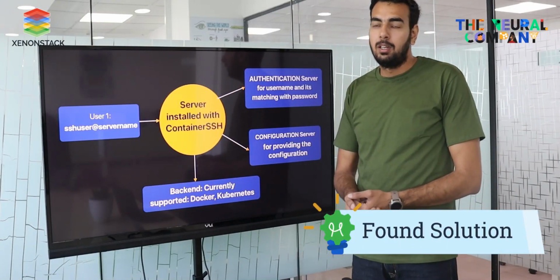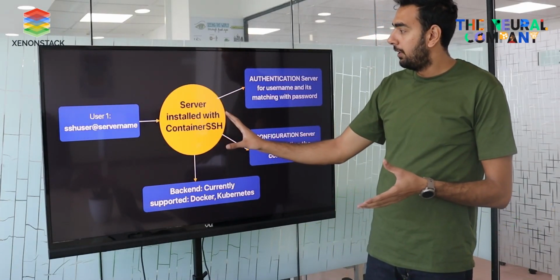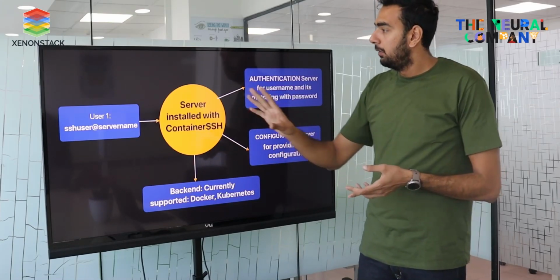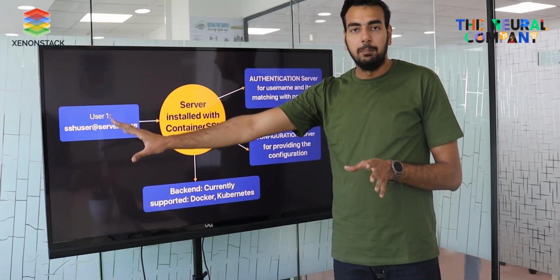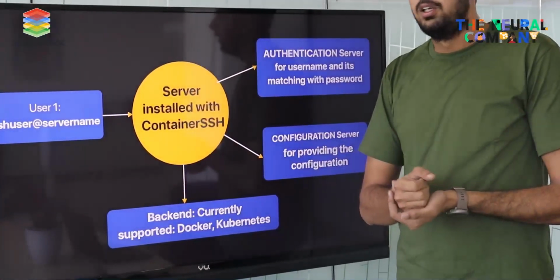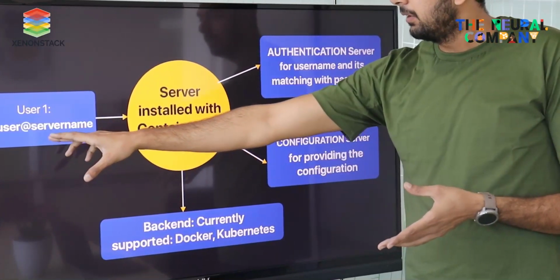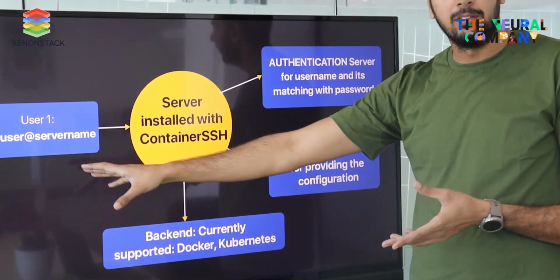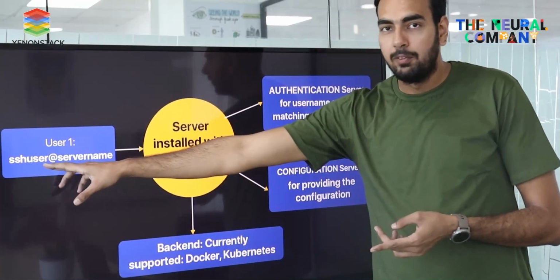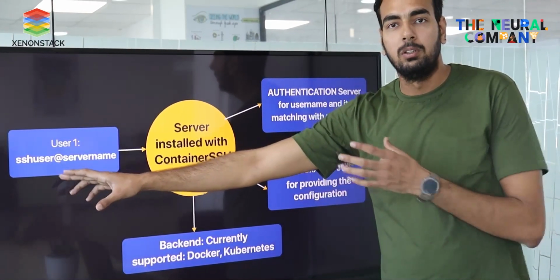To start with, our ContainerSSH will be installed on a server. Now the server could be in a remote location, of course it will be in a remote location. Now this is a user. The user will simply type a command in their bash shell to connect to the server. Now the server has a server name or it can be an IP address. This can be a public IP address and the user will have been given their username to connect to the server.